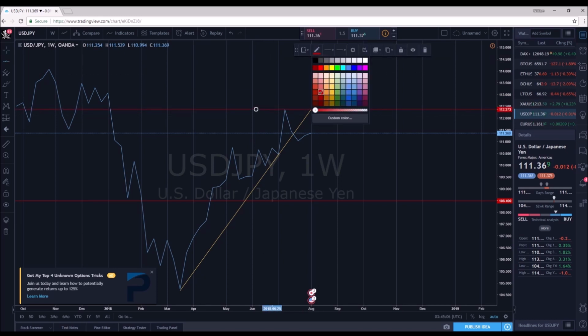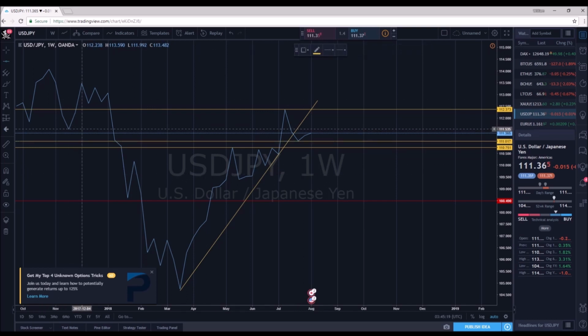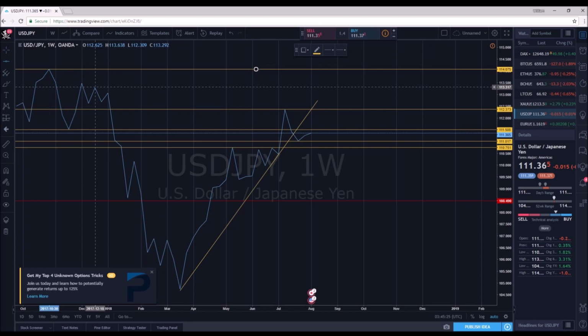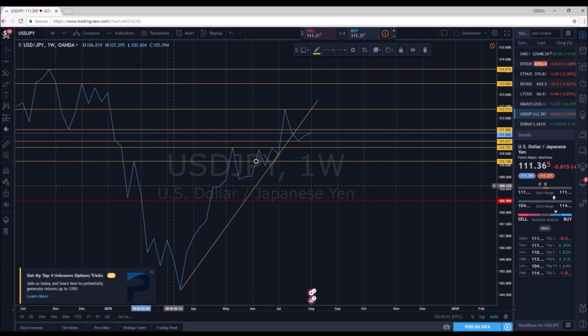And these, I'm going to use a different color because I like to remember which ones are my monthly, which ones are my weekly, which ones are my daily. We've got a few different levels here. I'm going to try to show you which levels I'm marking, levels of interest to me that I think price could come to and possibly use as a target. So these are just levels here.